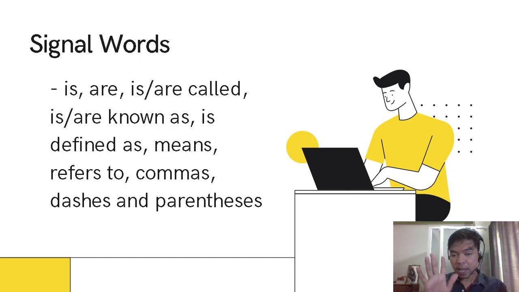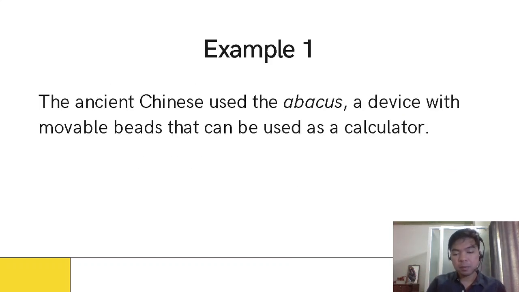Again, these are a few identifiers that you can use to determine whether the author used definition as their context clue. Okay, so here is an example. The ancient Chinese used the abacus, a device with movable beads that can be used as a calculator. I'm not sure if you're familiar with this one, but it's a small device that you can use to calculate things.